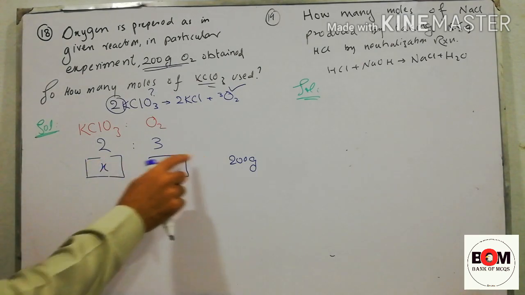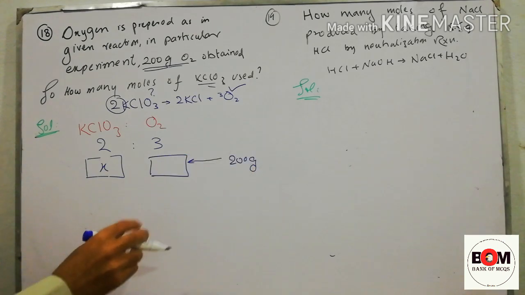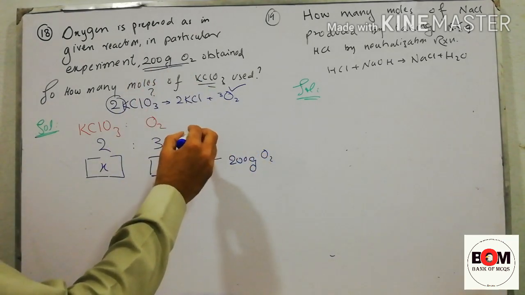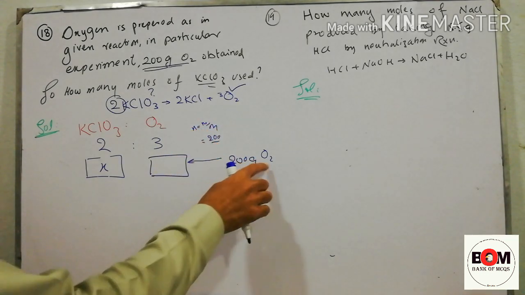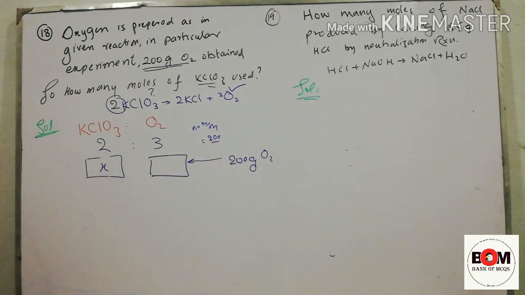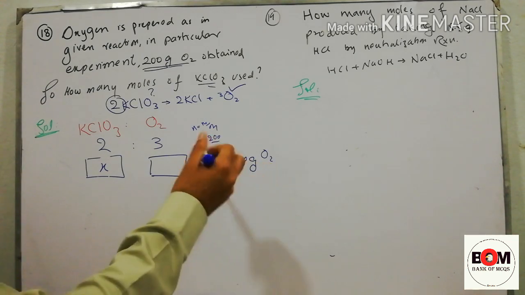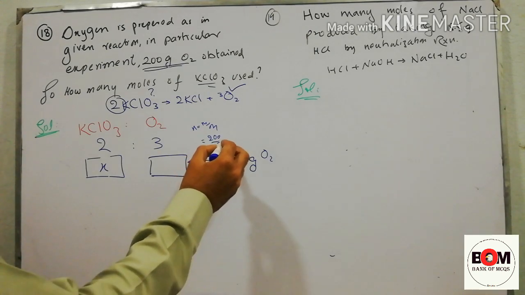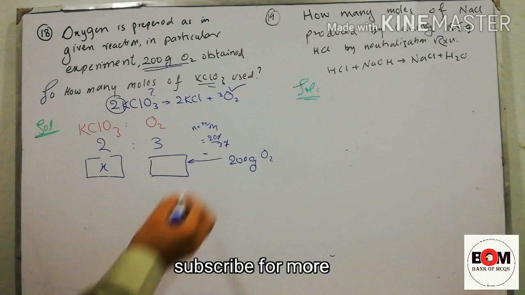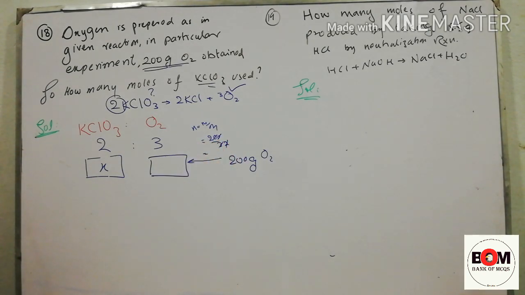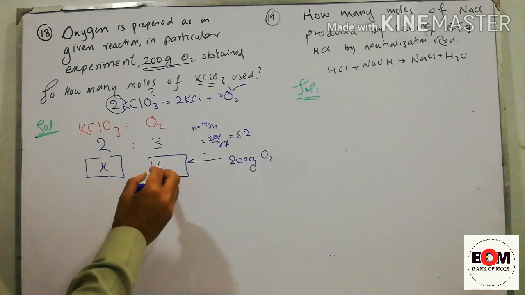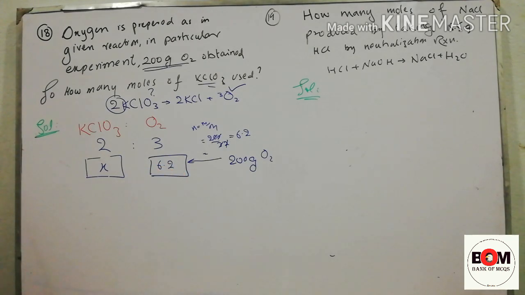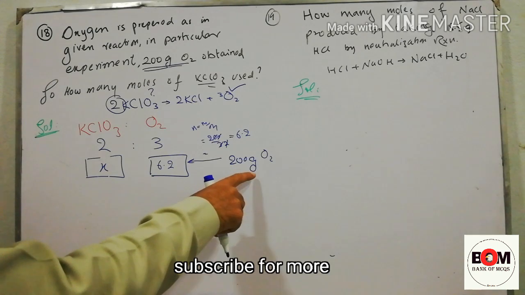So we will convert this mass into mole. For 200 gram oxygen, O2, we know that number of moles is equal to mass divided by molar mass. The mass is 200 and the molar mass of oxygen O2 is 16 times 2, which is 32. So 200 divided by 32 is about 6.2 mole, or 6 mole. The answer is 6.2 mole. The MCQ is just simple, but instead of mole they have given mass, so we convert mass into mole.